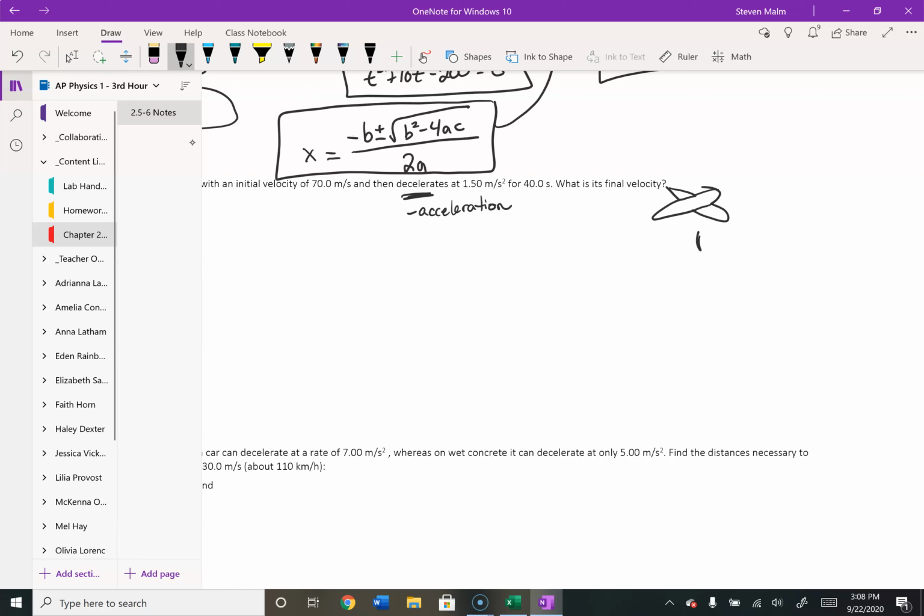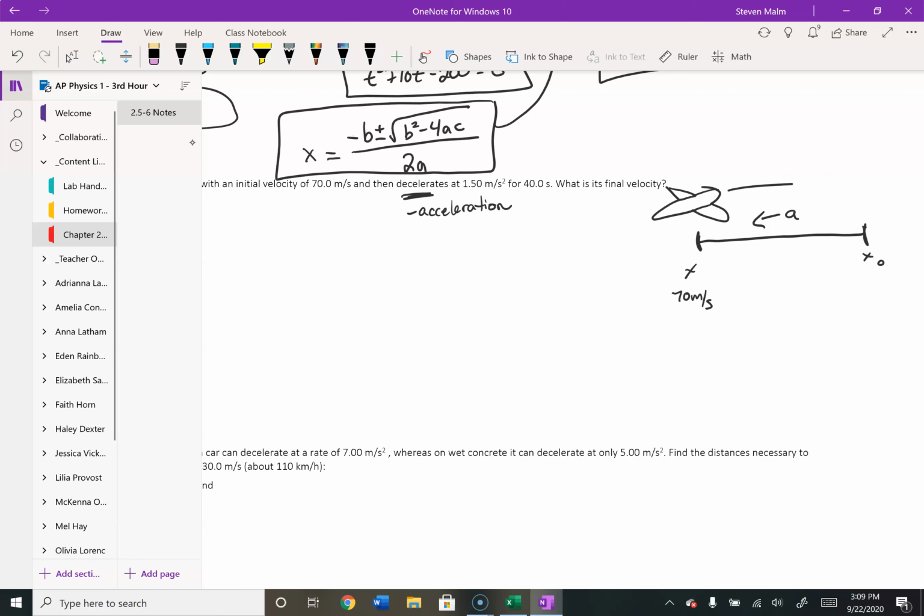So when he lands on the ground, he's going to go some amount of distance. So this would be x and this would be x naught. He lands with an initial velocity of 70 meters per second. His acceleration points opposite the direction of his motion. So he's slowing down over time.